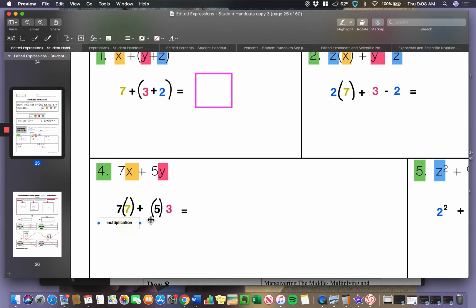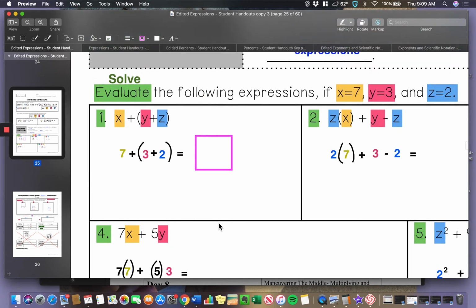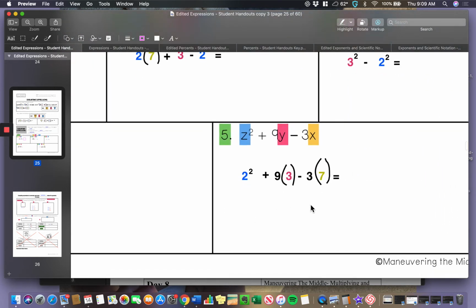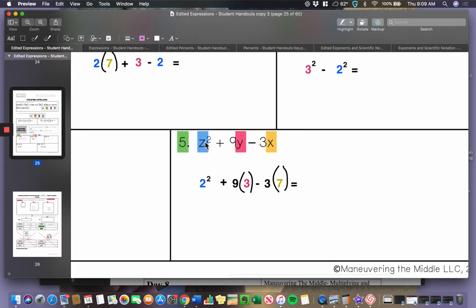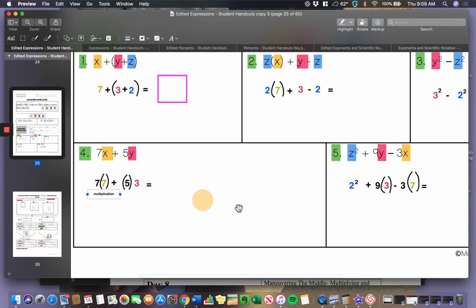I didn't want to confuse you, because this is really saying 7 times x, which is 7 times 7. So I put parentheses down there so I knew that this was going to be multiplication. The same goes for 5y. This is 5 times 3, because 3 is y, as you can remember from your key up here. Number 5 is the same deal. z is 2, y is 3, and x is 7. So you have to evaluate these, and just remember that these are multiplication.